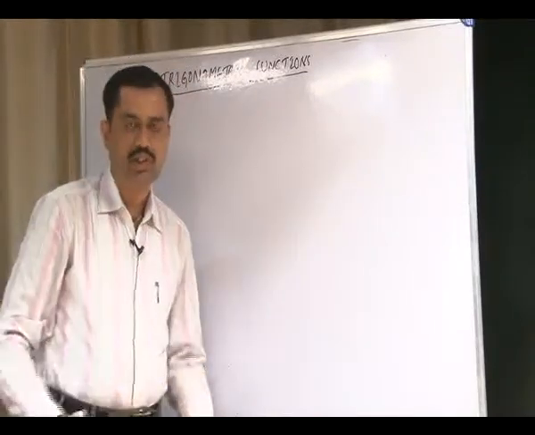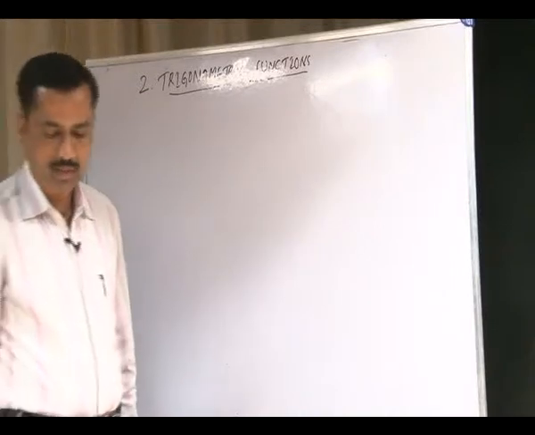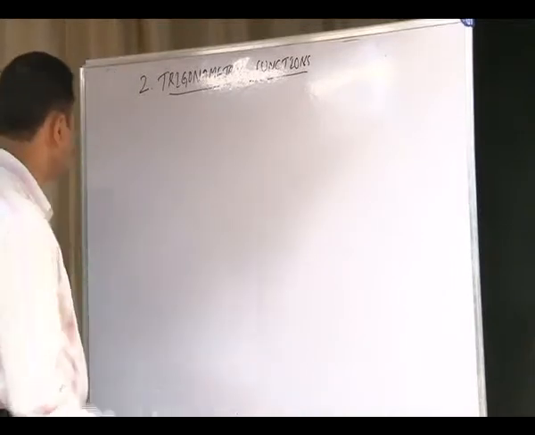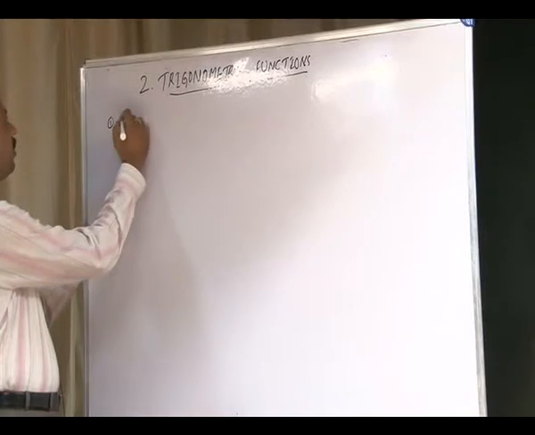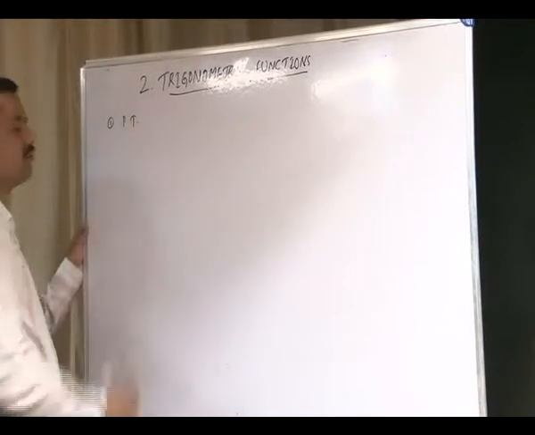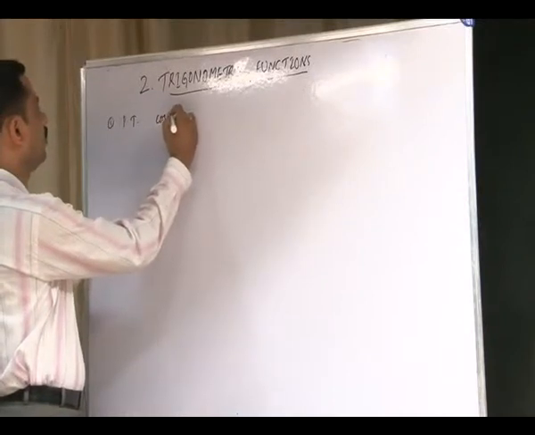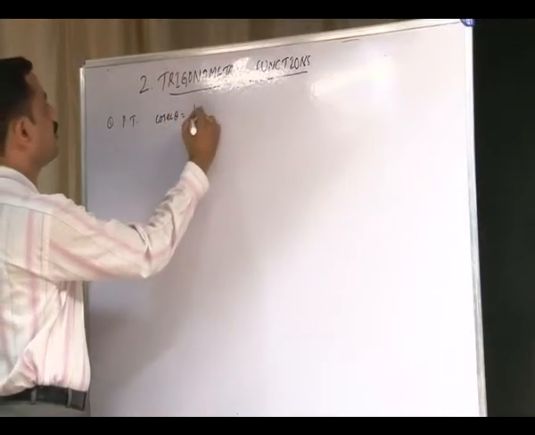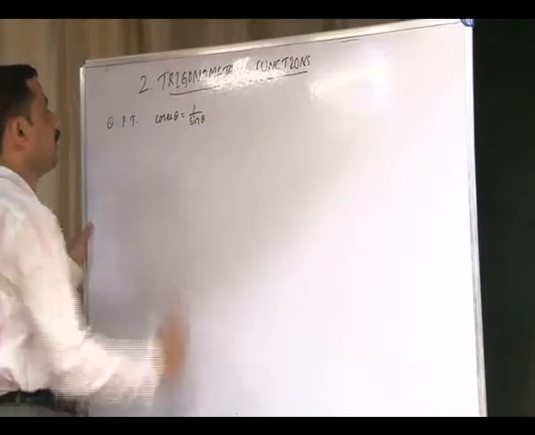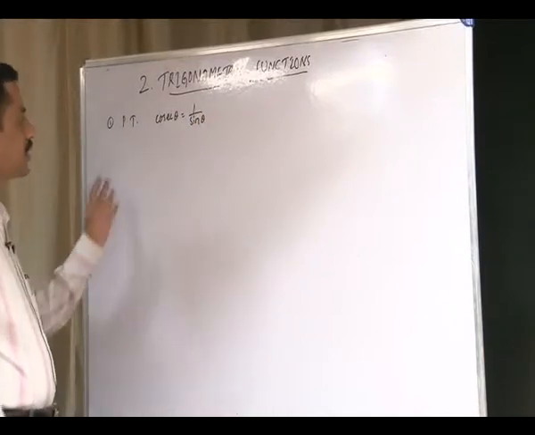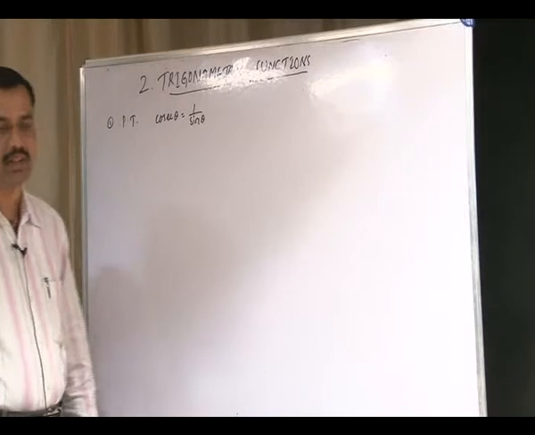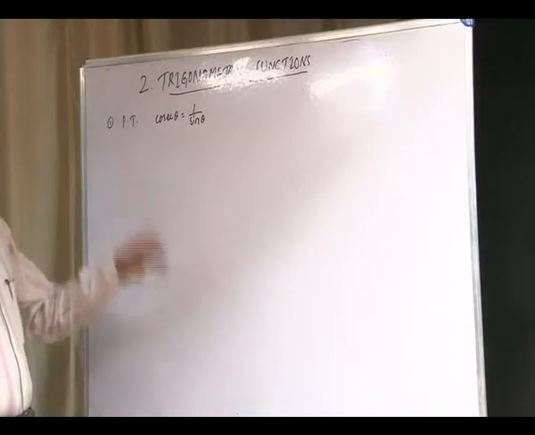So, next I will consider the proof of trigonometric identities. In that first one I will prove that cosecant theta is equal to 1 over sin theta, reciprocal relation. Cosecant theta is equal to 1 by sin theta. So, this is an identity.